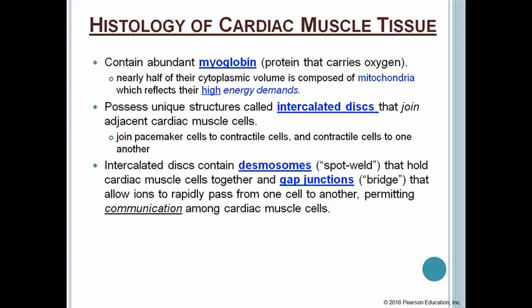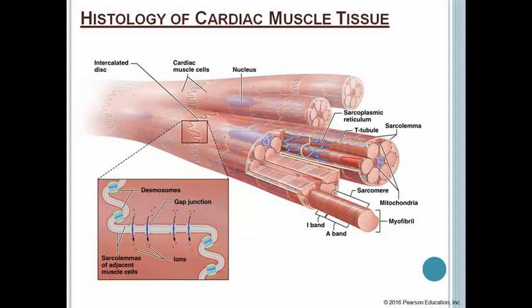We also know that in the intercalated disc we have desmosomes. Remember, that's the spot weld where it literally welds the two cells together. And we have the gap junction or the bridge that allows ions, especially calcium for cardiac cells. The calcium has to be brought in from the ECF, the extracellular fluid, and then it has to be exchanged with other cells. So this allows cardiac muscle cells to actually communicate with each other using the gap junctions. It makes it a very substantial tissue because of the intercalated disc and the desmosomes that weld the different cells together.